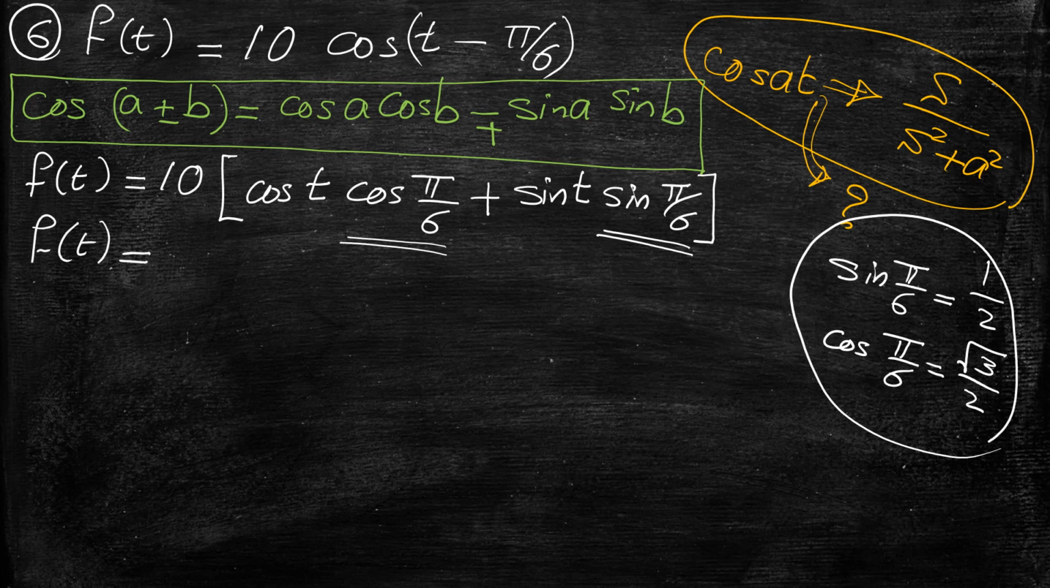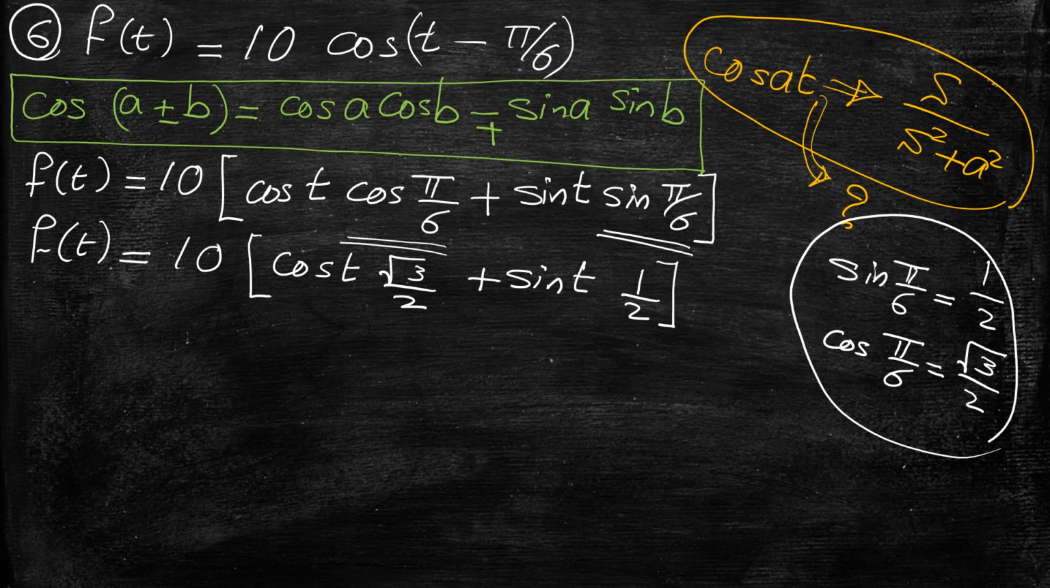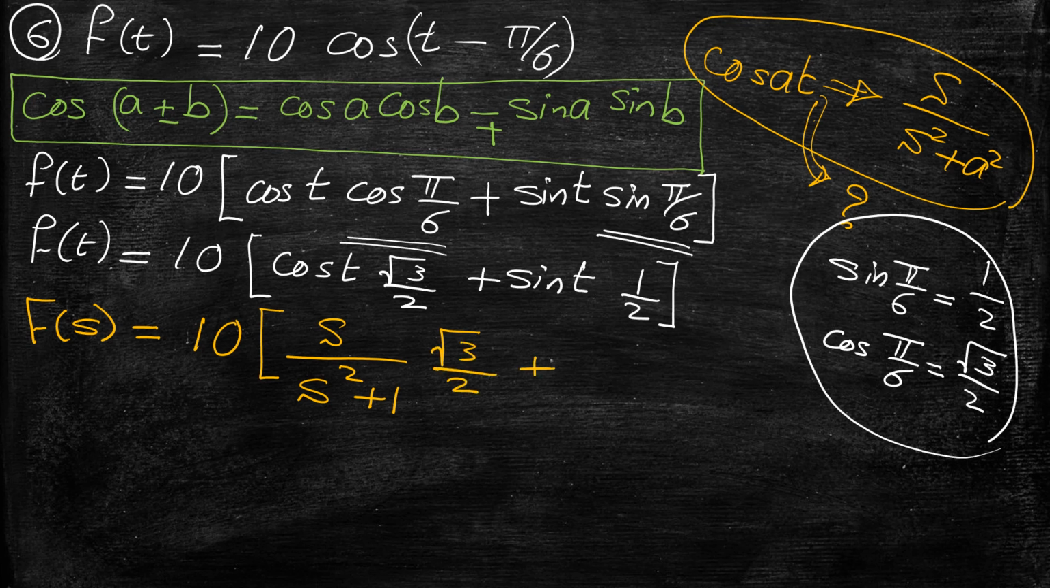So substitute with these values. So f of t can be rewritten in the new format: cosine t multiplied by root 3 over 2 plus sine t multiplied by half, and all these multiplied by 10 outside. So right now it's nothing but transformation from the table. Since the scalar constant is still common outside, this cosine t will be s over s squared plus 1. And don't forget there is some scalar constant here. And this sine is nothing but 1 over s squared plus 1, and this scalar constant is still here.